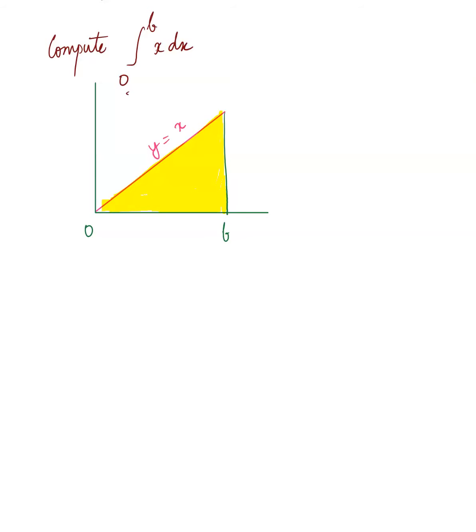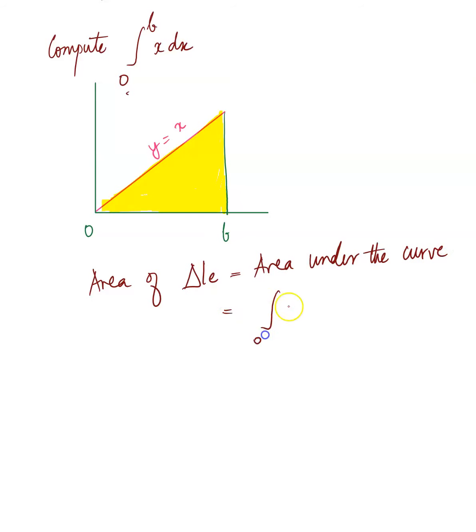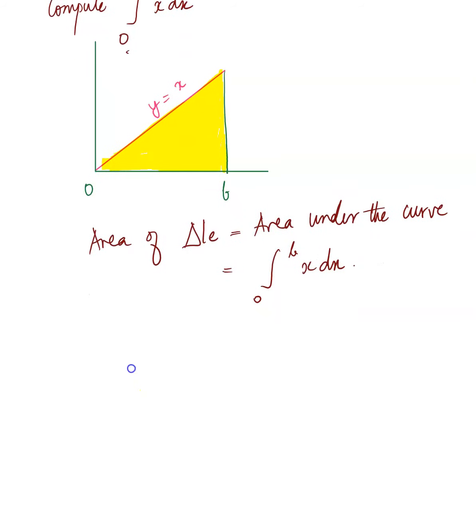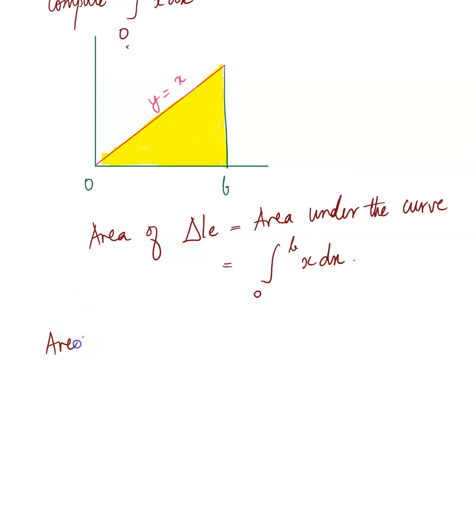So I have a way to prove that the area of this is basically a triangle, right? So the area of this triangle, which is the area under the curve, is the same as this integral from 0 to b of x dx, okay? Because that's what we just showed. We kind of defined it to be that way. So let's start with what we know, which is the area of the triangle. Area of a triangle is half times base times height.